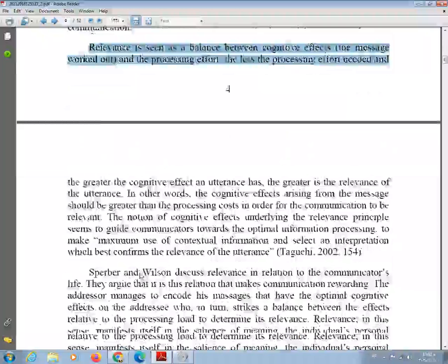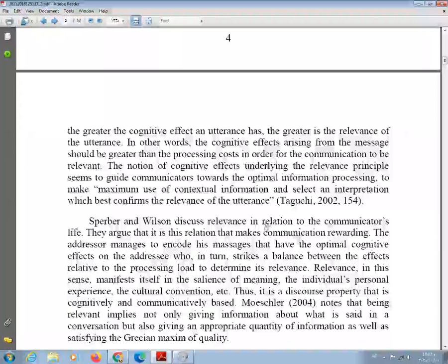Sperber and Wilson discuss relevance in relation to communicators alike. يعني إيه? They argue that it is this relation that makes communication rewarding. The addresser managed to encode the message that has the optimal cognitive effects, اللي هي المعنى, يعني أكبر قدر ممكن من المعنى on the addressee's part, and برضو the same idea, striking a balance and so on. Okay.